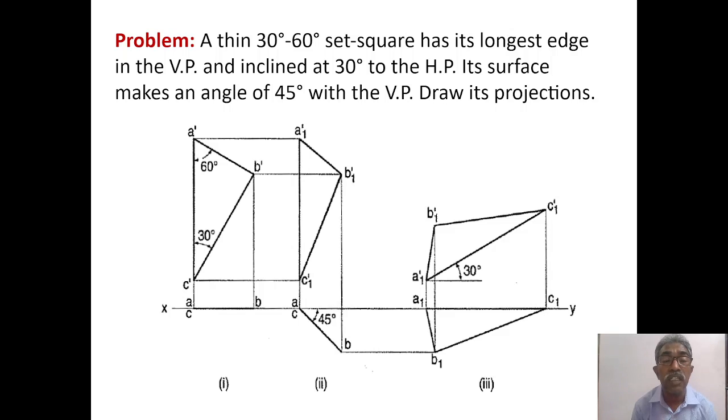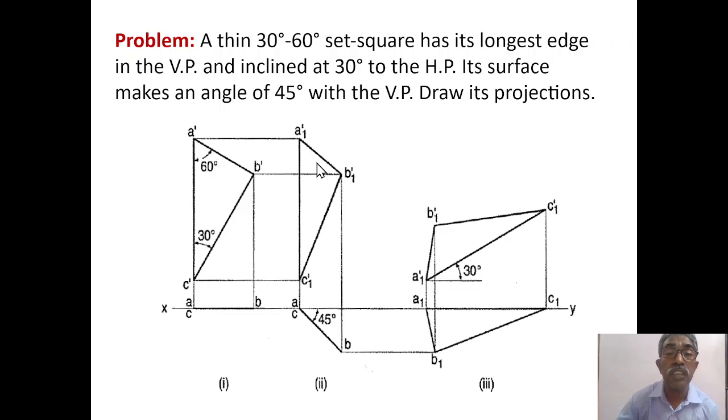Here two conditions are satisfied. In the question, three conditions are given. The longest side is given in a vertical plane, the surface is at 45 degrees to the vertical plane, and the third data is that the longest side is at 30 degrees to the horizontal plane. Out of these three, two are completed here: the longest side in the VP, and the surface at 45 degrees to the VP. This is the front view. In the front view you can observe A1 dash C1 dash, this is the longest side. It is perpendicular to the horizontal plane.